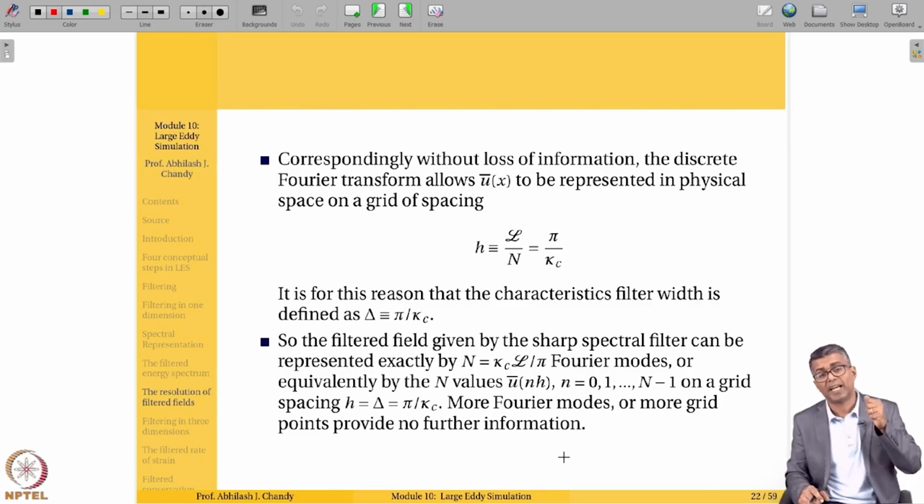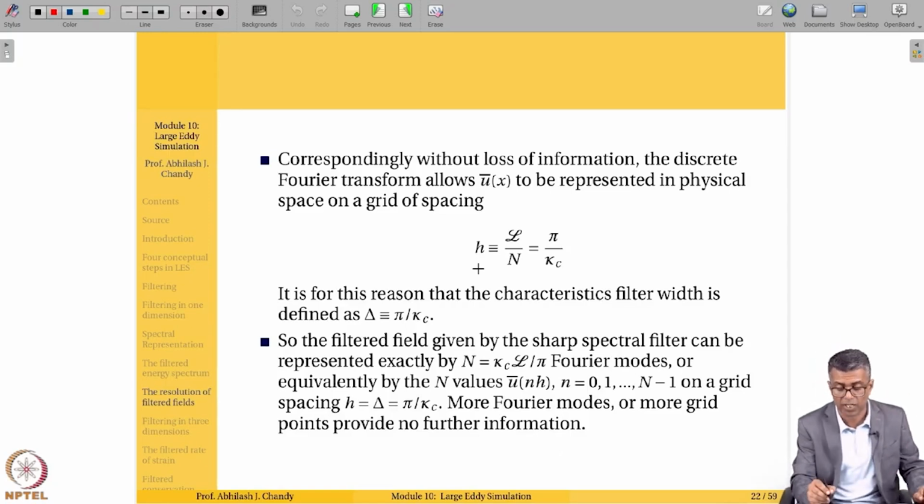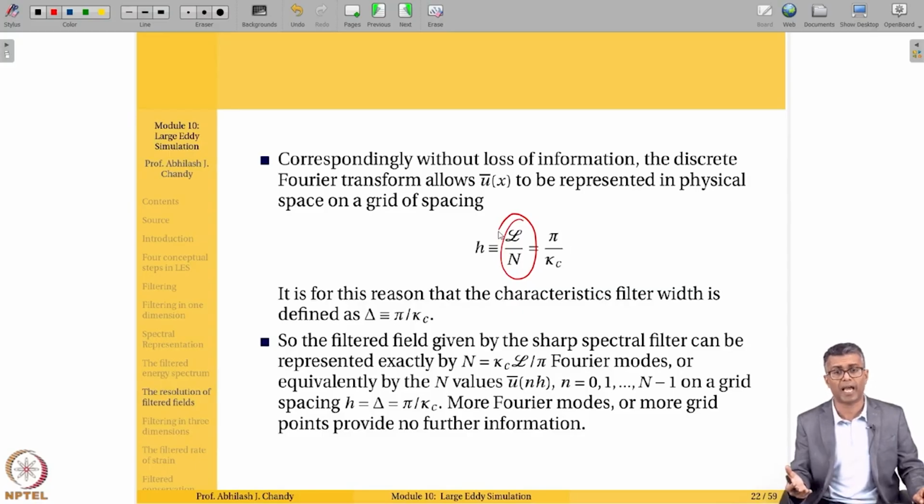And now you have an h, which is your grid spacing corresponding to your LES grid. So corresponding to the grid that has a maximum number of grid points of N in each direction. So h is equal to box size divided by N. So that is L over N, which is basically equal to pi over kappa c. So see, you now have the grid size corresponding to your cutoff wave number.